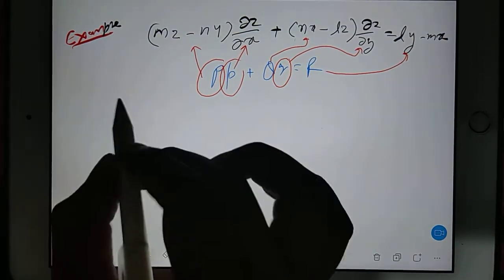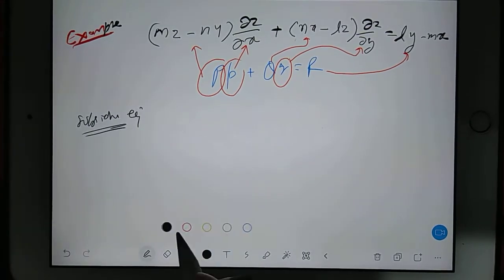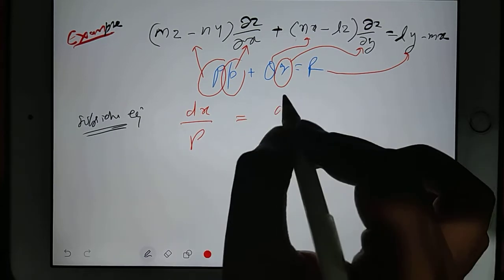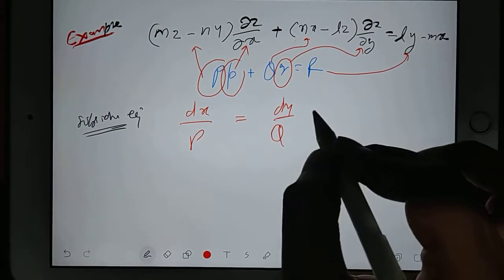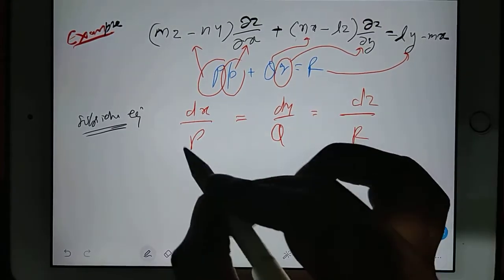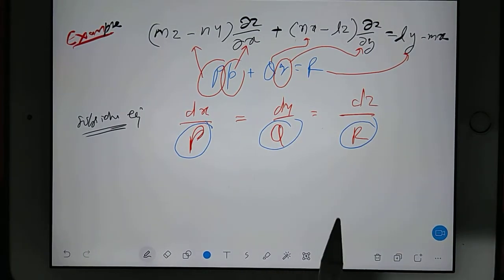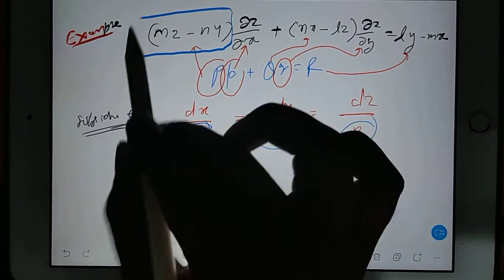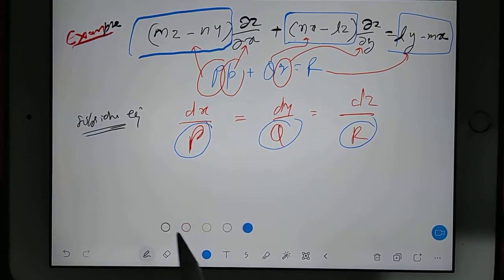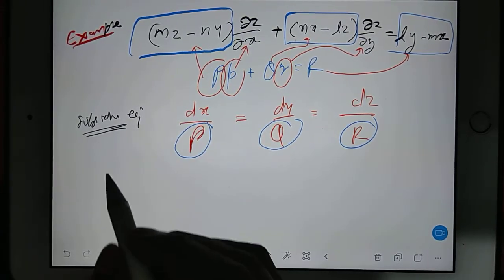So actually, your subsidiary equation, what we are discussing, is nothing but dx by P is equal to dy by Q is equal to dz by R. This is your subsidiary equation. Now in this equation you have to select capital P, capital Q and capital R values properly. So in this question it is very clear. This is your capital P value, this is your capital Q value, and this is your capital R value. Then 1, 2 and 2, 3 or 1, 3 we can solve together.